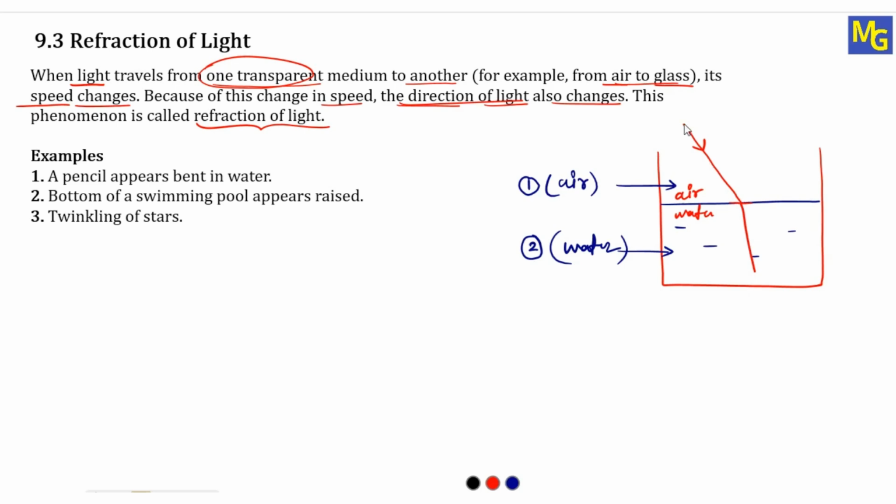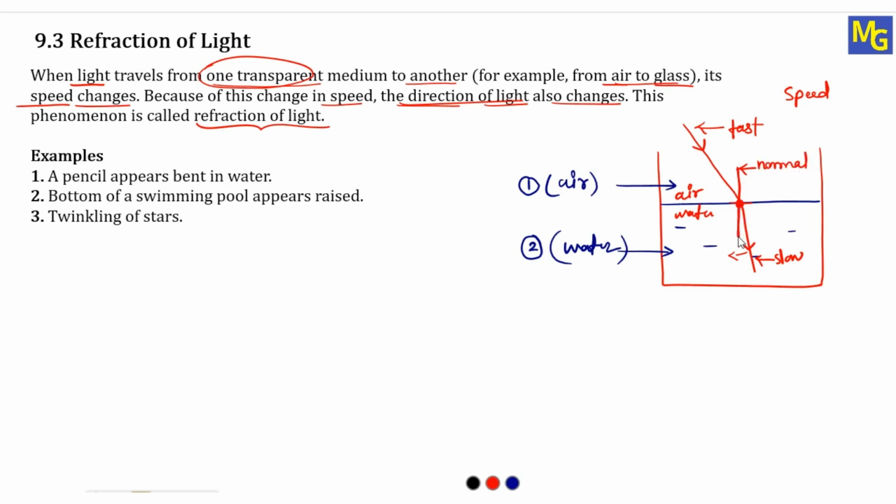You can see it was coming straight in the air, but once it entered the water, it bent. This change is just due to the speed of the light. The speed in air was very fast, but in water the speed became slow, and that's why the light ray has been bent towards the normal. So what is normal? Normal is the line which we draw perpendicular at the point of incidence. This is the point of incidence where the light will come and be incident. At this point, if I draw one perpendicular line, this is called the normal.